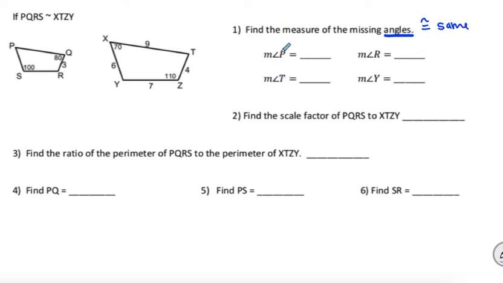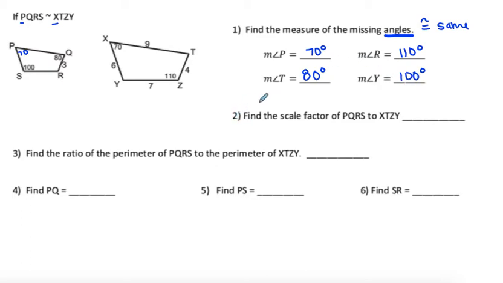Okay, so if I want to know angle P, I don't have it in my picture, but I know that angle P matches up to angle X. So if I know angle X, I know angle P. So this will be 70 degrees. And so on. If I don't know angle R, but I know angle Z, then I know them. They have to be congruent. Angle T has to be 80 because it matches up to Q. And it's nice that these haven't been rotated or reflected or anything like that. So I can find each one of these measures.